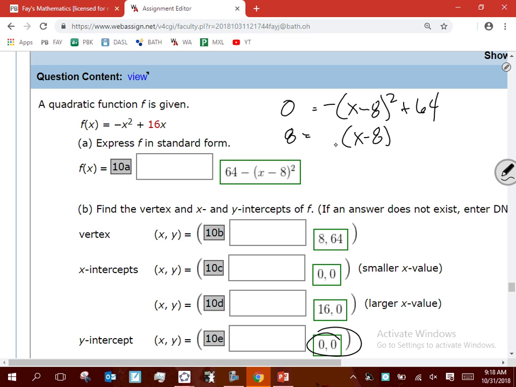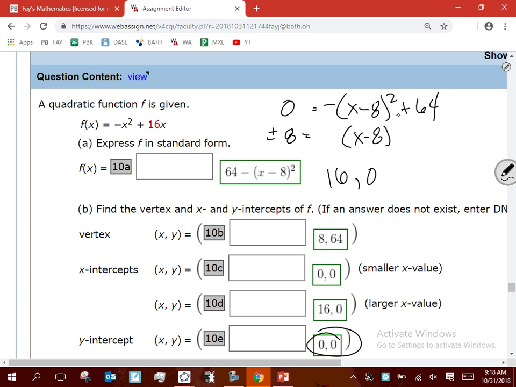Can I add 8 and get 16? Can I, and this would be plus or minus, so I apologize for that. Can I add 8 to the negative 8 and get 0? So you see that my x-intercepts are 0, 0. Okay, because the y value has to be 0 on x-intercepts, right? 0, 0, and then 16, 0. Okay? The vertex we've already found as being 8, 64.